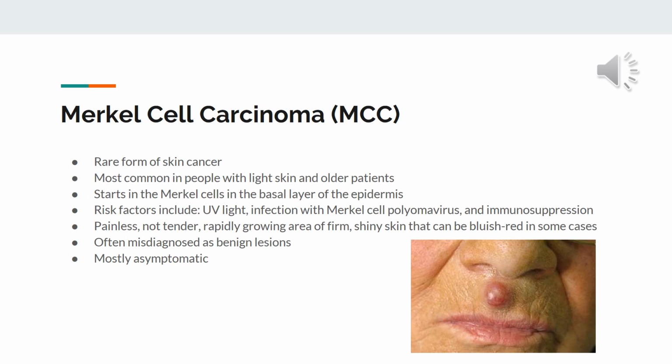The carcinoma itself is a rapidly growing area. It is usually less than 1 centimeter to a little bit over 2 centimeters. So when you see a patient with Merkel cell carcinoma, the carcinoma will be painless, it won't be tender, it's rapidly growing, the skin is shiny and firm, and you can see it has a bluish red tinge to it. It can often be misdiagnosed as just a benign lesion.